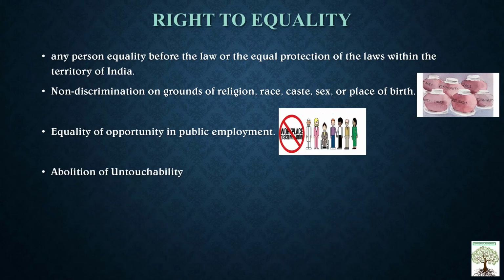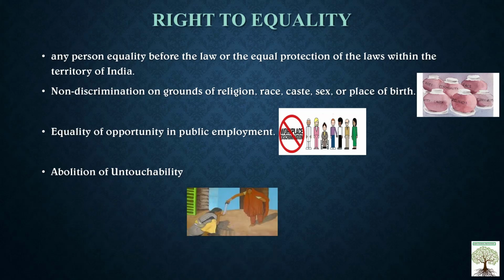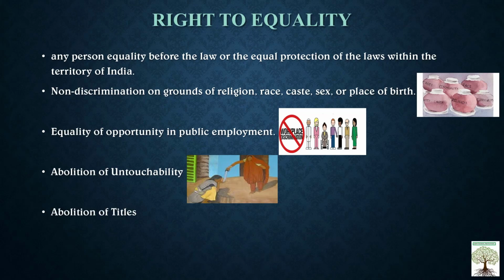Abolition of untouchability. The practice of untouchability is abolished. Practicing untouchability in any form is a crime. So that is abolition of untouchability. Abolition of titles. Titles like Raja, Maharaja, etc. have been abolished. This was about the right to equality.